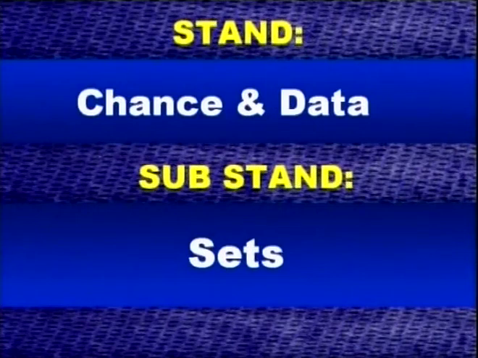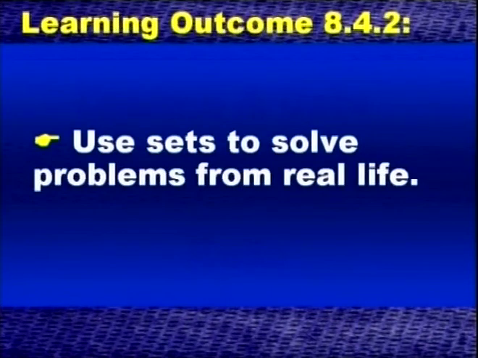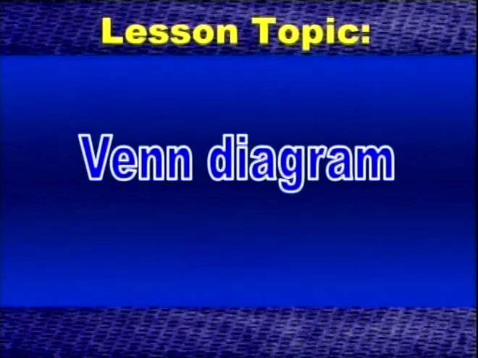Okay, in our last lesson, we looked at equally likely outcomes. Strand will be on sets, chains and data, and the substrand will be on sets. Learning outcome 8.42: Use sets to solve problems from real life. And the lesson topic for today is Venn diagram.